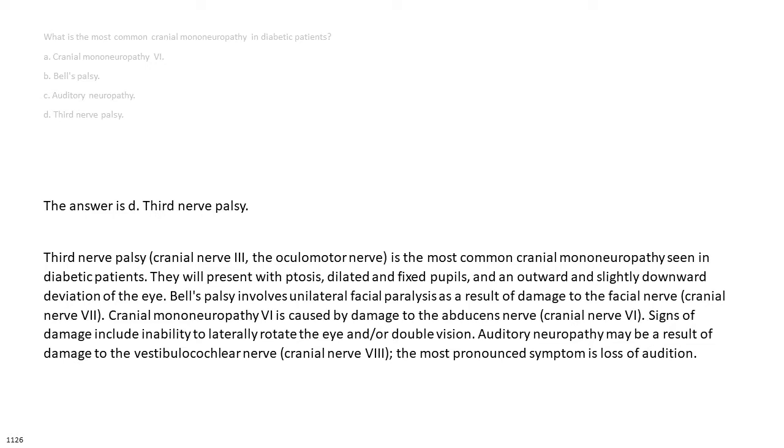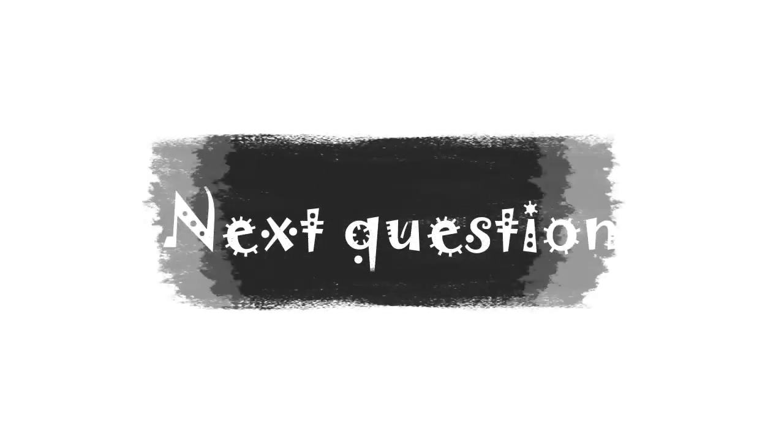Bell's palsy involves unilateral facial paralysis as a result of damage to the facial nerve, cranial nerve 7. Cranial mononeuropathy 6 is caused by damage to the abducens nerve, cranial nerve 6. Signs of damage include inability to laterally rotate the eye and/or double vision. Auditory neuropathy may be a result of damage to the vestibulocochlear nerve, cranial nerve 8. The most pronounced symptom is loss of audition.